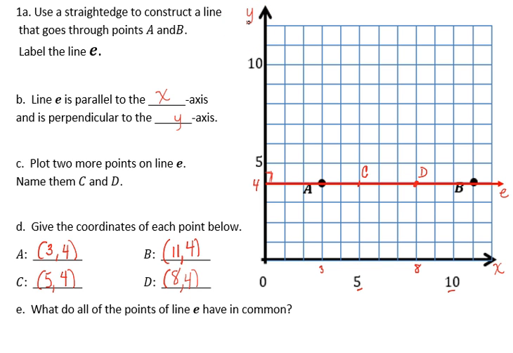Question E says, what do all of the points on line E have in common? Well, you can see they all have a y-coordinate of 4. So the x-coordinates are different, but all the y-coordinates are 4.